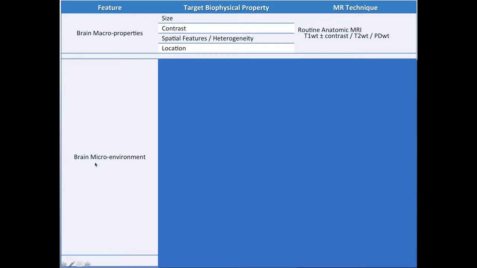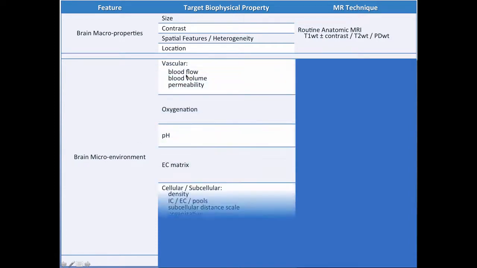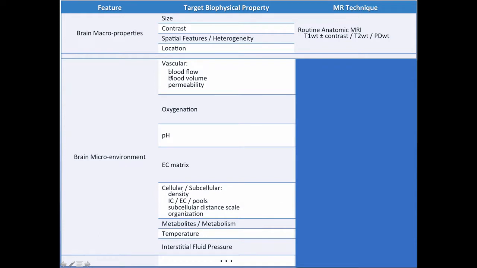But there's a clear trend to adapt MRI to look at the microenvironment. There, the targeted biophysical properties, maybe the vasculature, but not the anatomy of the vessels, but rather how are the vessels feeding the tissue? What's the blood flow? What's the blood volume? Are the capillaries permeable? What's the level of oxygenation? What's the pH? What's the cellular density? What kind of metabolites do we have? There's a sizable list of biophysical properties that MRI can probe.